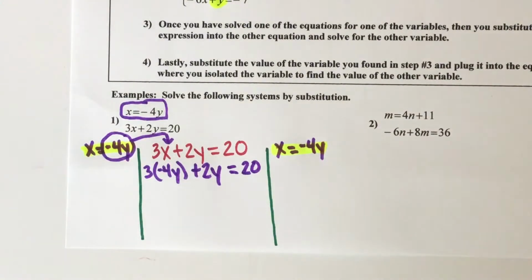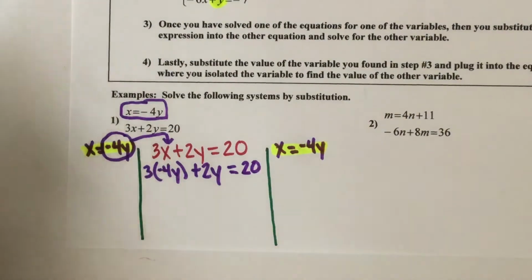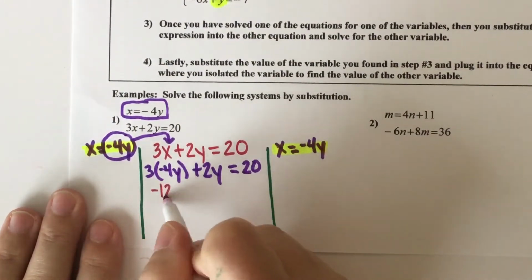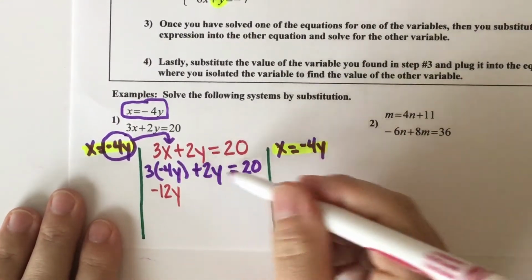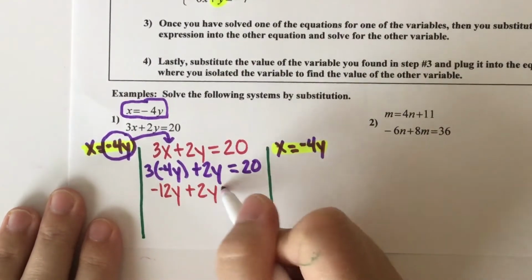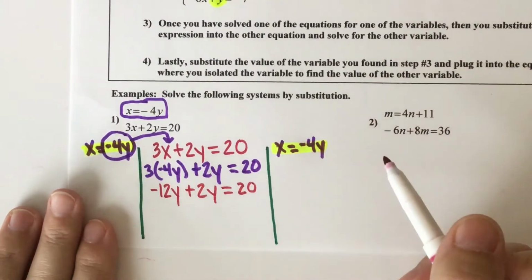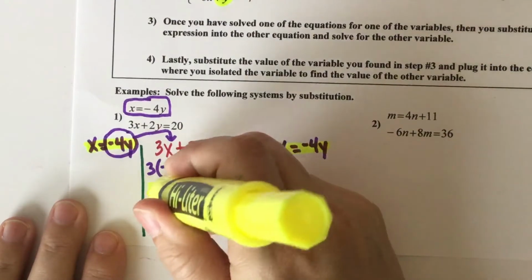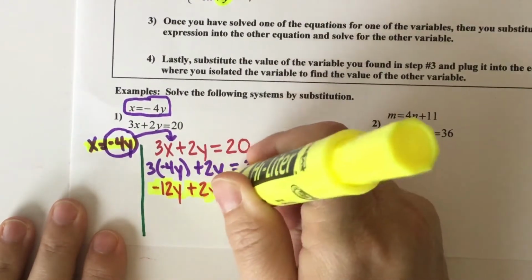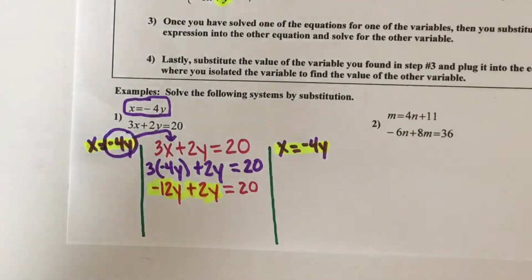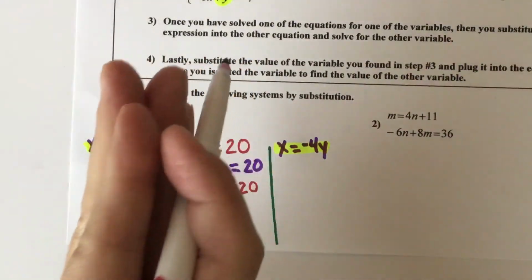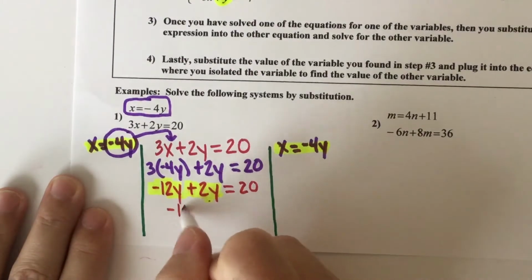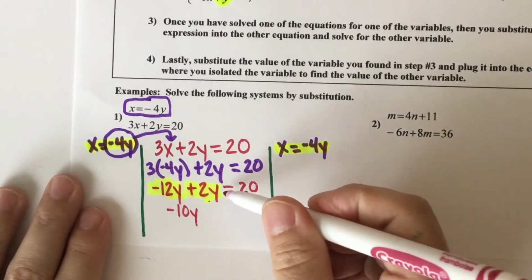Now I just have an equation to solve. Okay, so multiplying 3 times -4y, I get -12y. And then I'm just going to recopy. Remember, if you ever have like terms on the same side of the equals, you can combine them. So since these y's are on the same side of the equals, I can combine them together. Don't move them, just combine them up. So -12y plus 2y makes a -10y. And then I'm going to bring down my equals 20.